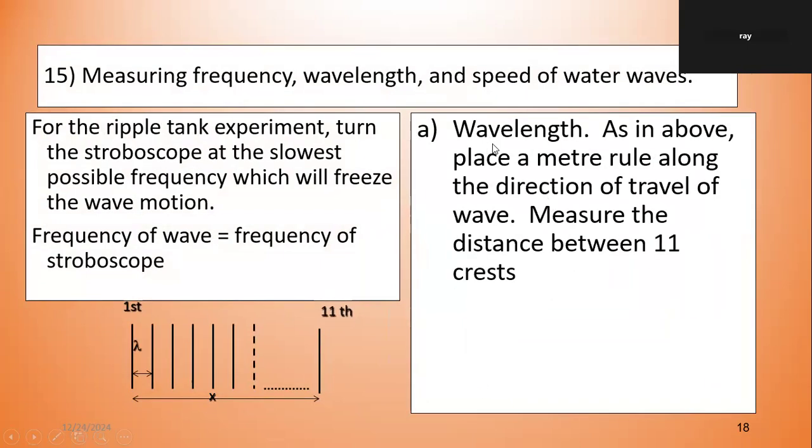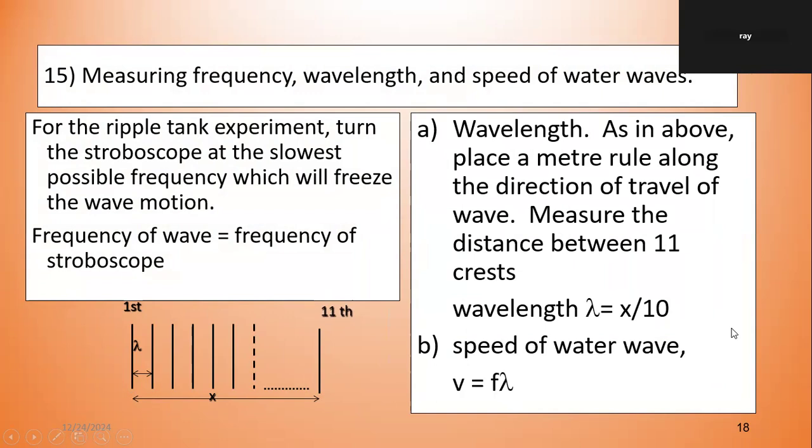So how to find the wavelength? Use a ruler to measure x, the distance between the first and the 11th. Then divide. 10 wavelengths. Right? Remember, 10 wavelengths, we didn't count this one as 0, we count it as the first. That's why 11 becomes 10 wavelengths. And speed is just your v equals f times lambda. Okay. Frequency of the stroboscope you can read from the instrument.